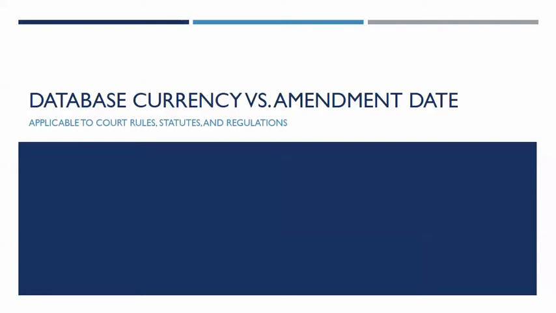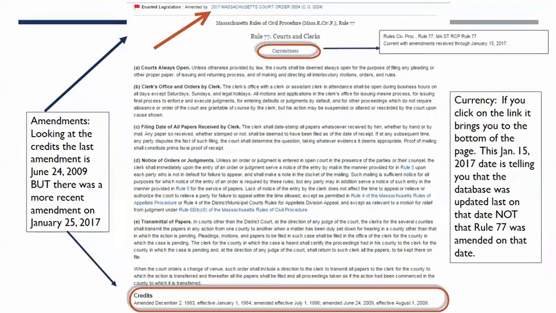This is a problem or an issue that comes up not just in court rules, but it can also come up with statutes and regulations. So I want you to understand the difference here. Let's use our example from the quiz. This is Mass Rule of Civil Procedure Rule 77 as it appears on Westlaw. I'm going to use this picture just to point out a few differences.